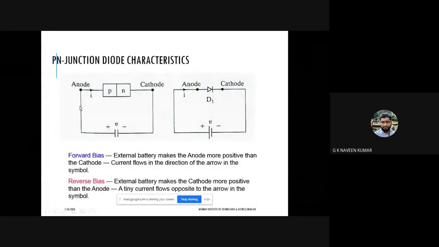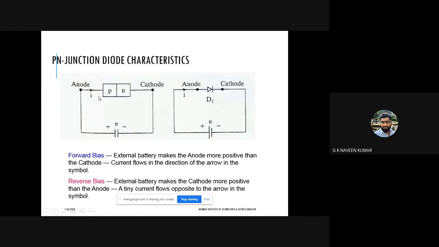Forward bias is the one where you apply positive voltage to your P and negative to N. If it is the opposite, minus to P and plus to N, that will be reverse bias. Nothing but anode connected to positive and cathode connected to negative will be forward bias. Here, the external battery makes the anode more positive than the cathode, because the positive is supplied here, and here it will be made negative compared to this.